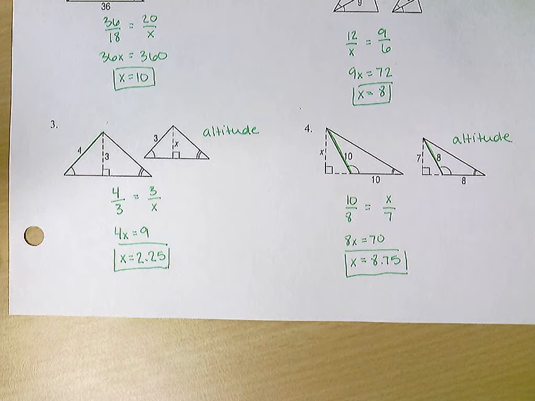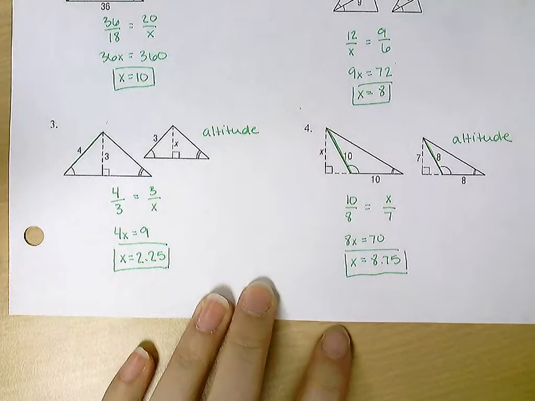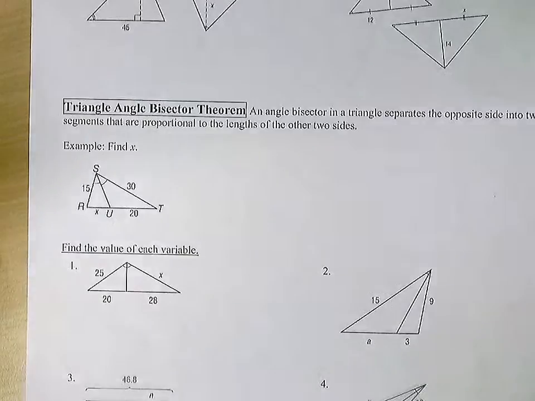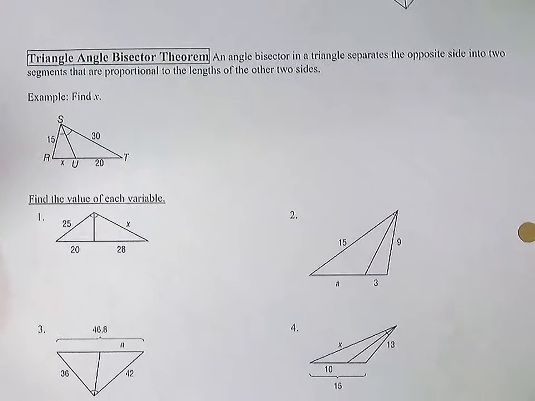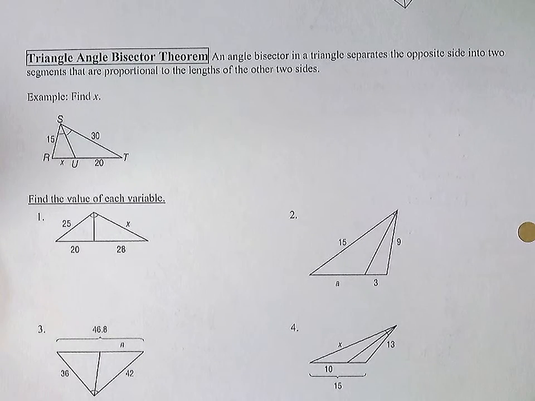Questions on those 3 that I had you do? Are we feeling okay about our special segments in similar triangles? Again, it's the same process that we have been doing, setting up that proportion and then solving for that missing side. All right, then we'll skip over 5 and 6, just because I think you guys are pretty much understanding what's going on in that section.